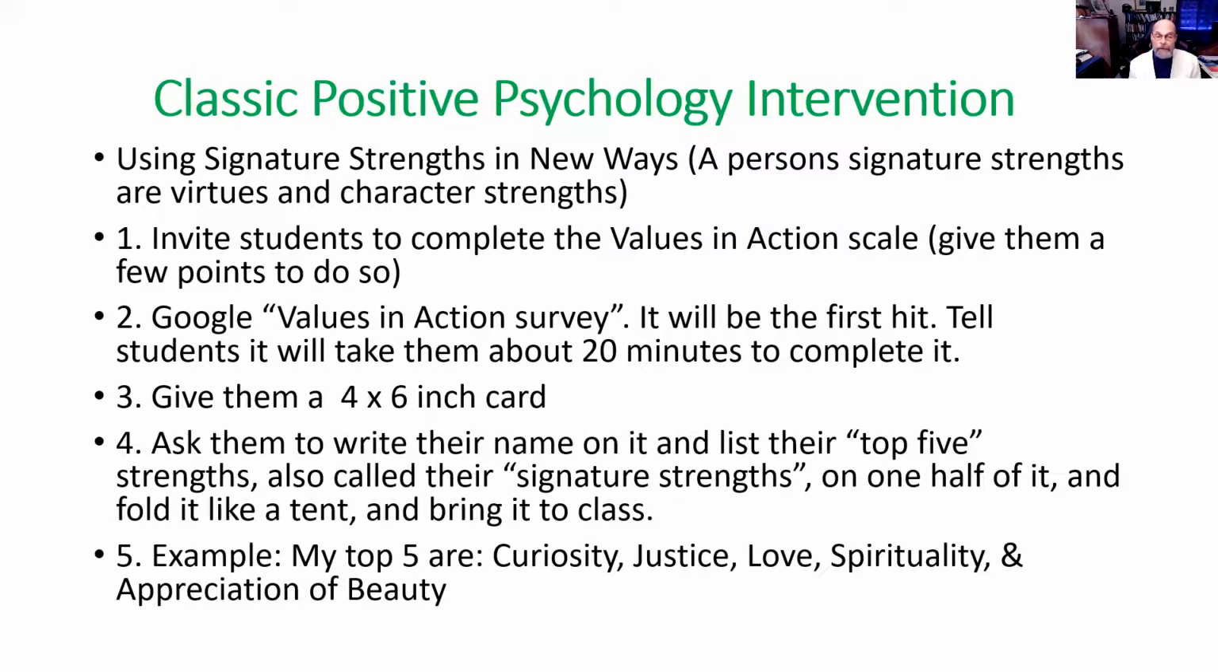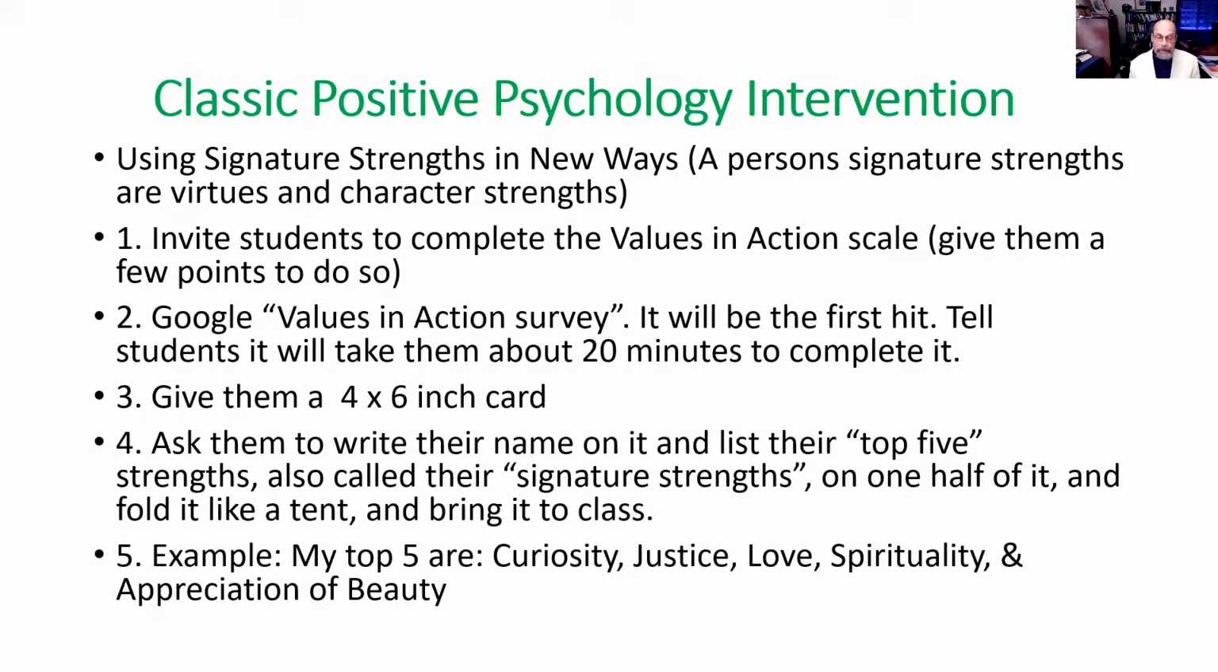Then in class, before they take it, give them a 4x6-inch card, ask them to write their name on it, and when they finish taking the VIA test, to list their top 5 strengths, which are also called the signature strengths, on one half of their card. That way, when they fold it like a tent, it will stand up on their desk and show people their name and their top 5 strengths. Invite them to bring it to class.